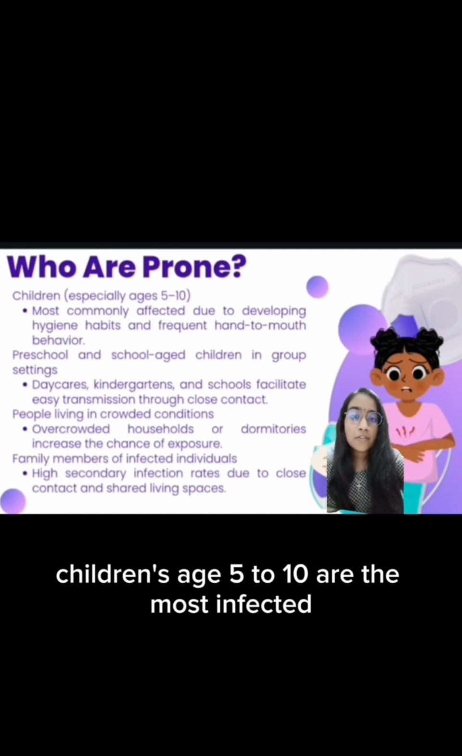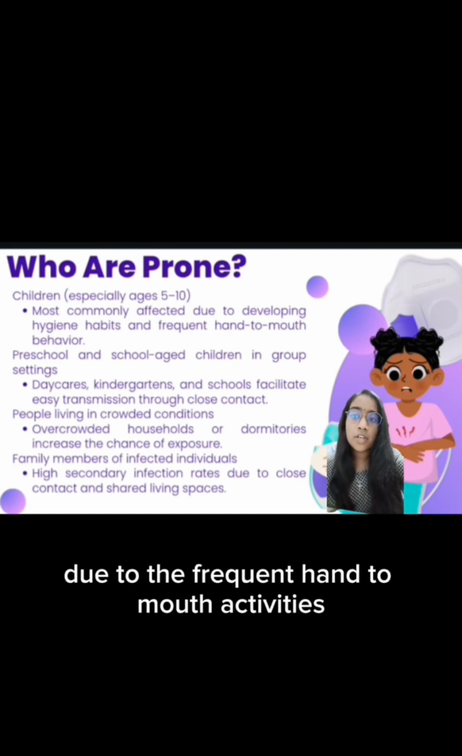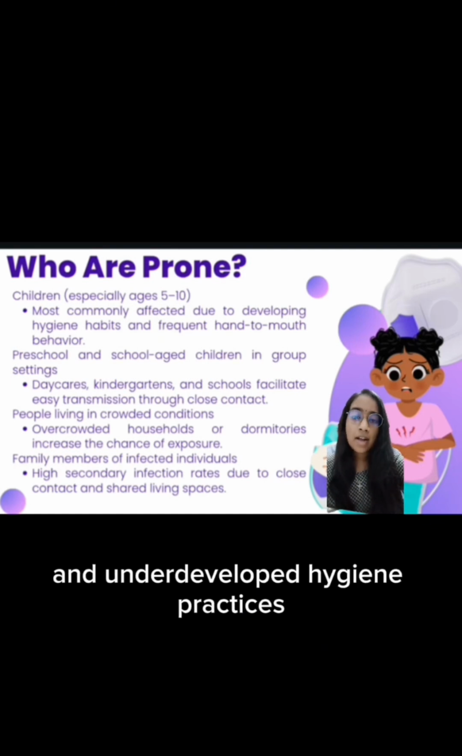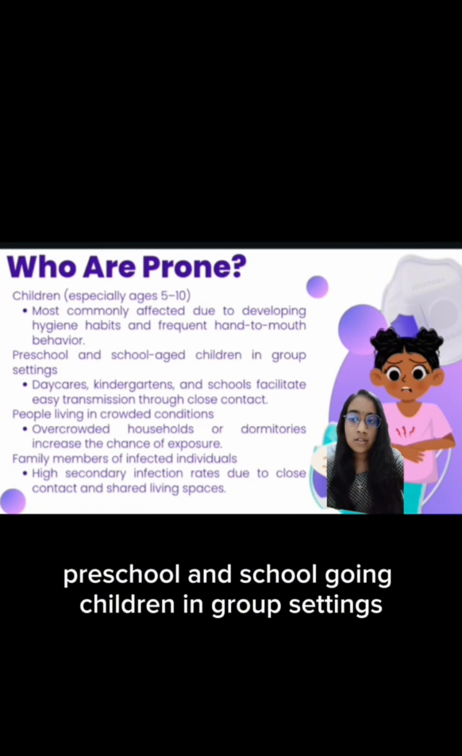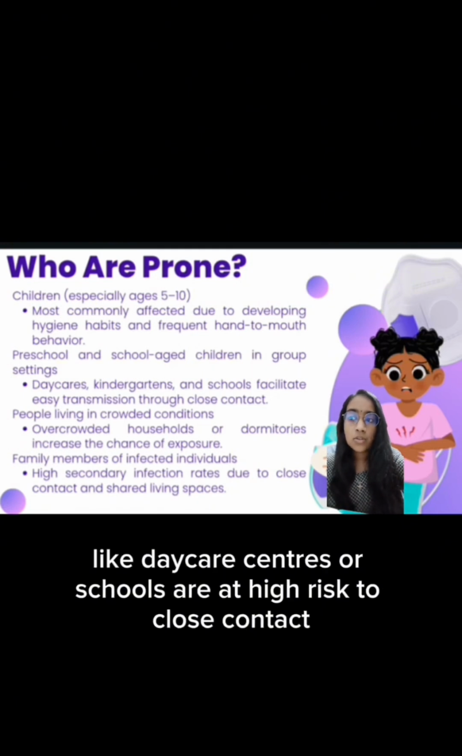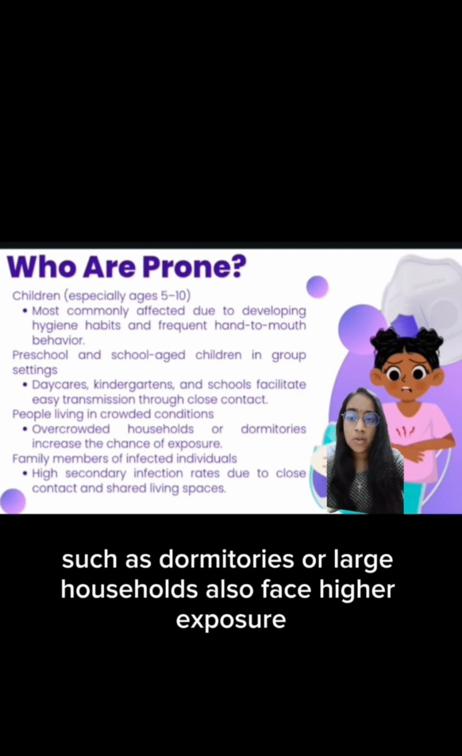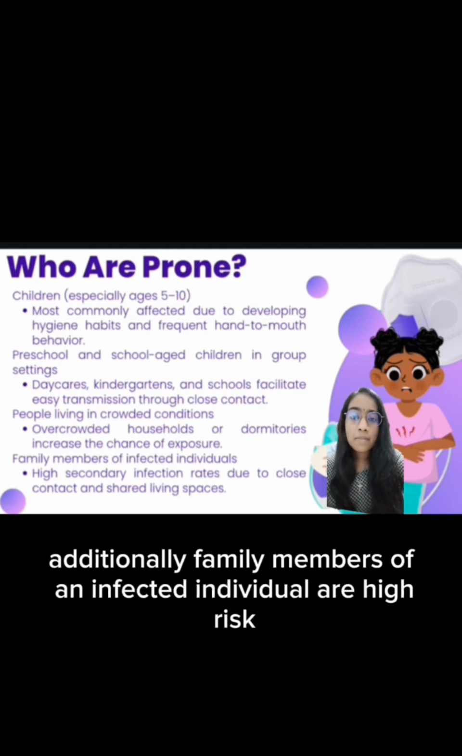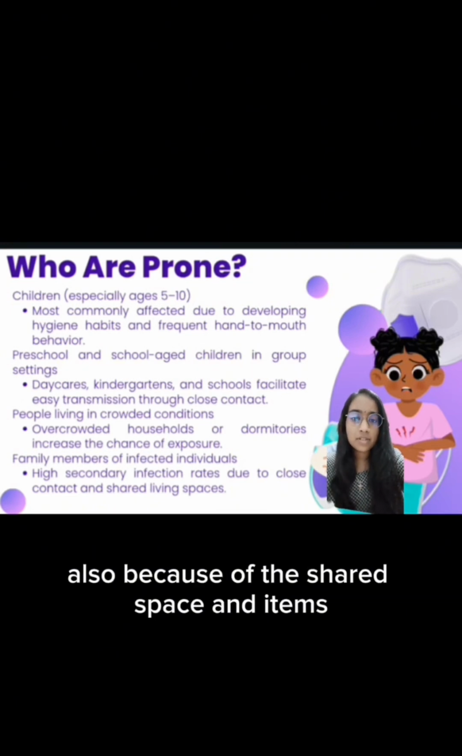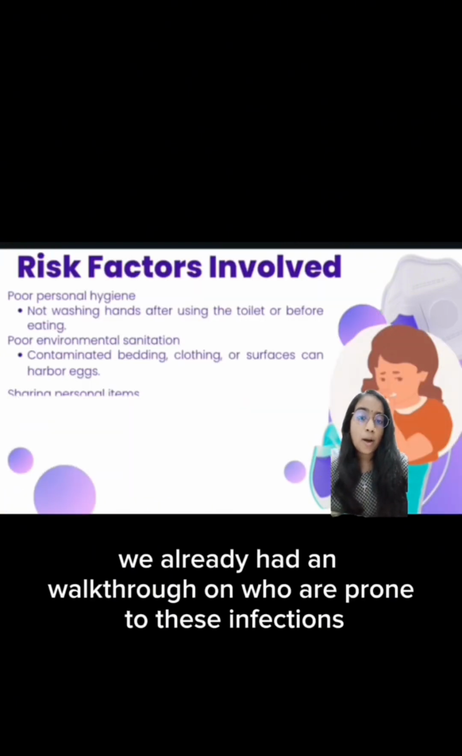Now, let's look at who is prone to these infections. Children aged 5 to 10 are the most infected due to frequent hand-to-mouth activities and underdeveloped hygiene practices. Preschool and school-going children in group settings, like daycare centers or schools, are at high risk due to close contact. People in crowded living environments, such as dormitories or large households, also face higher exposure. Additionally, family members of an infected individual are also at high risk because of shared space and items.